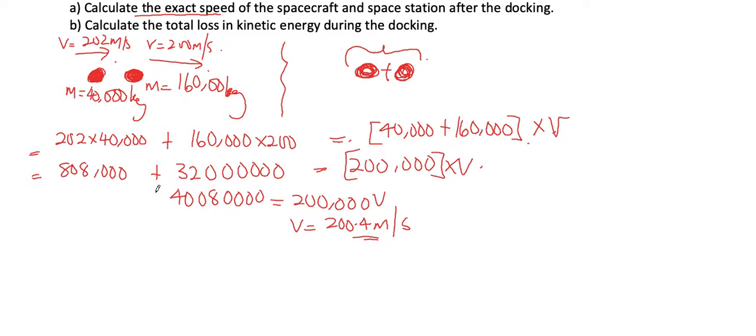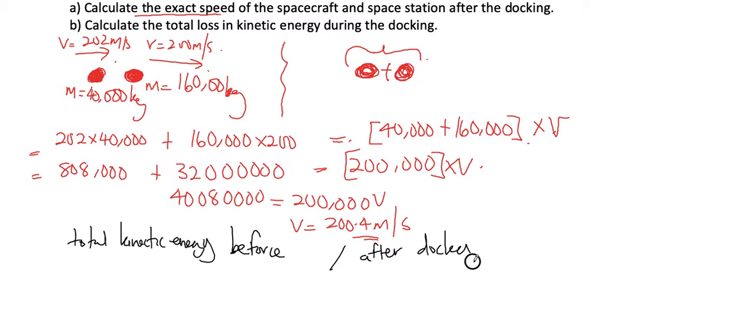Total loss in kinetic energy during the docking. To find the total loss, we first have to find the total kinetic energy before docking, and then find it separately after docking. After docking, they coalesce, meaning they join together. So we do it separately and then subtract these two, and from there we can find the amount of loss.